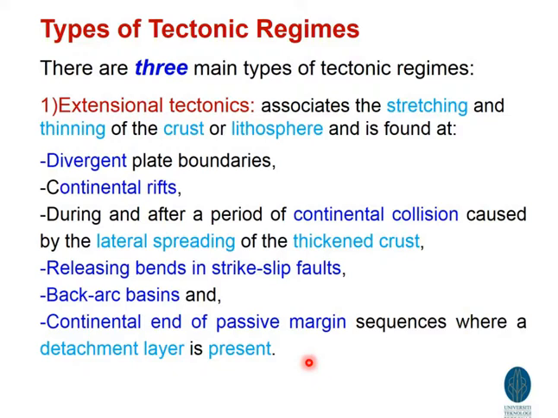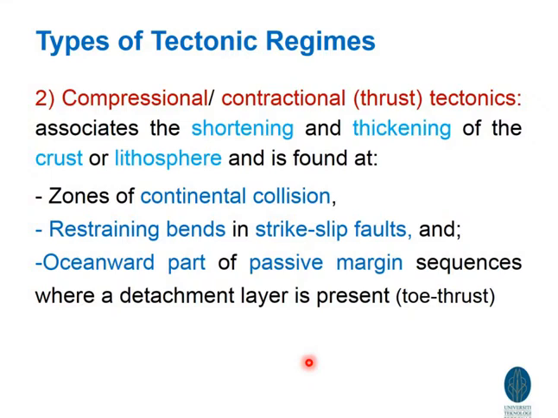Continental rift is the lateral spreading of the thickened crust, releasing bends in strike slip fault systems, back-arc basins, and continental end of basin margin sequence where a detachment layer is present. The compressional tectonic regime is associated with the shortening and thickening of the crust or lithosphere. It can be found in the area of continental collision, restraining bends in strike slip faults, and also part of passive margin sequence where a detachment layer is present, also called a thrust.